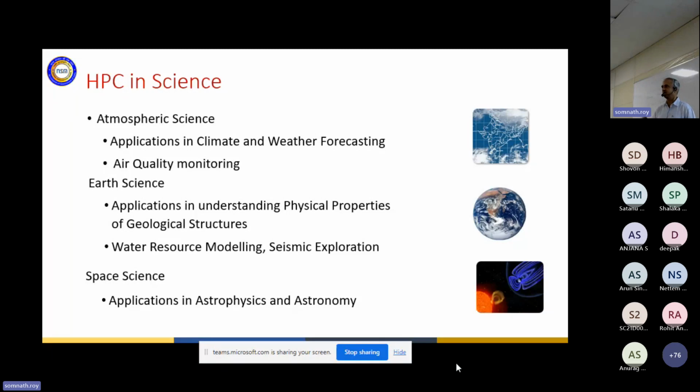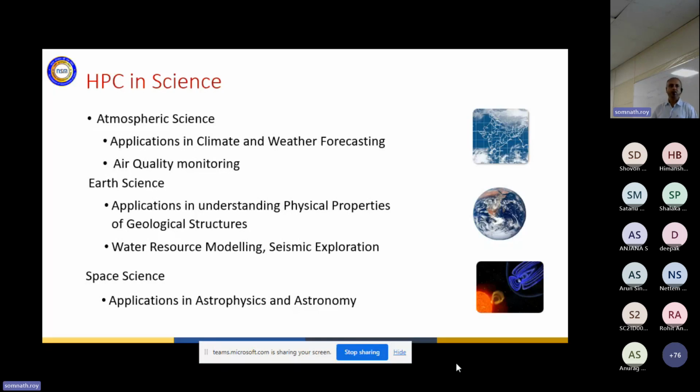Space science I already mentioned. Either you get big data from telescopes and all, which has to be analyzed, or you are trying to simulate some of the things like how stars are born, how dark matter works. All those things can be done using supercomputers.